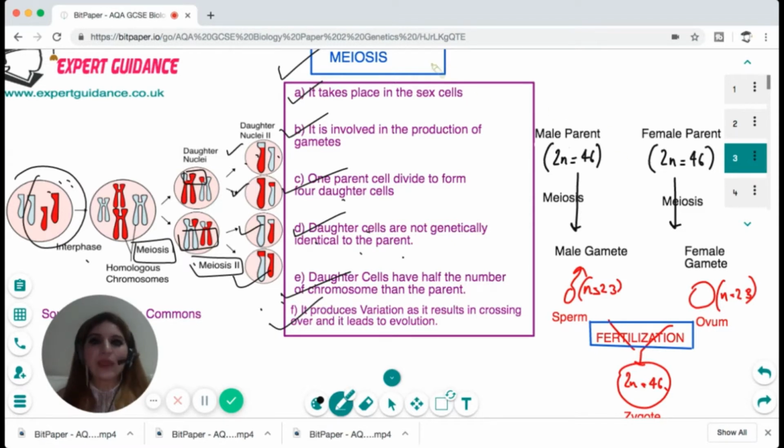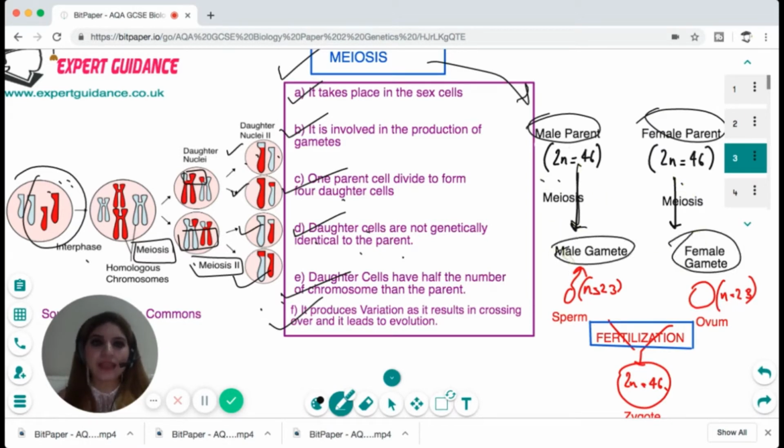Now, how can we relate it to an actual formation of offspring? When we talk about the male parent and a female parent, they both have 23 pairs of chromosomes, 46 in total. The meiosis happens and it forms a male gamete and a female gamete. With the male gametes, it forms sperms, and with the female gametes, it forms ovum. Both sperms and ovum fuse by fertilization and produce a zygote.